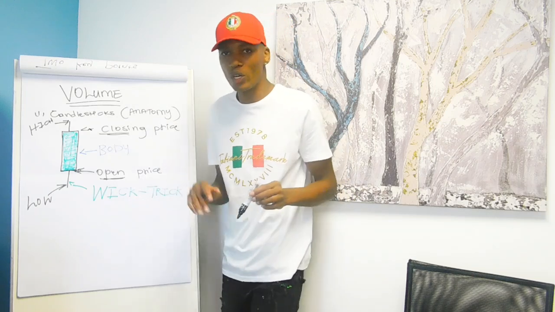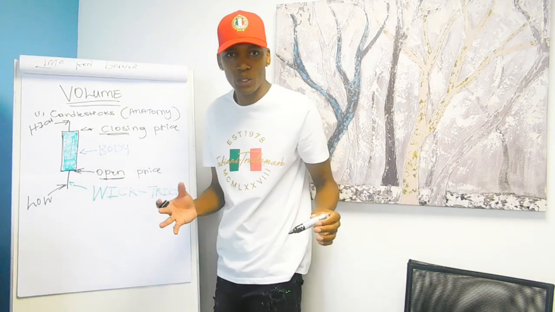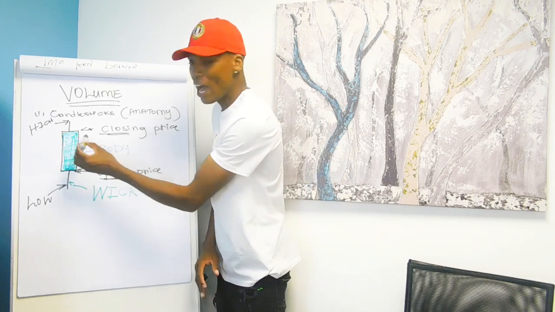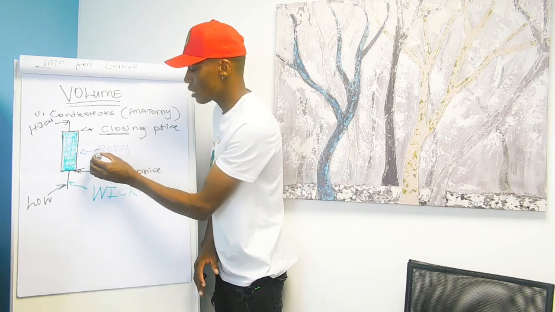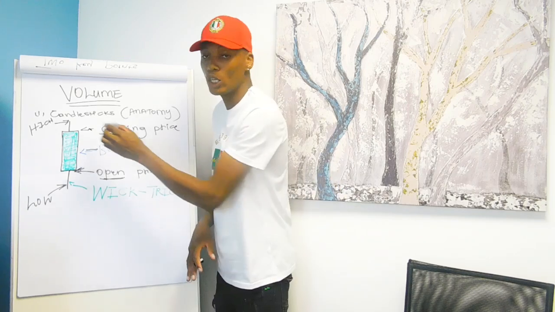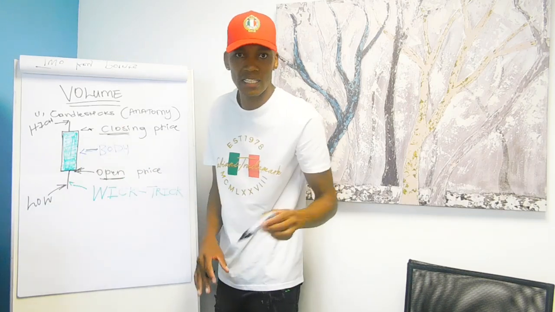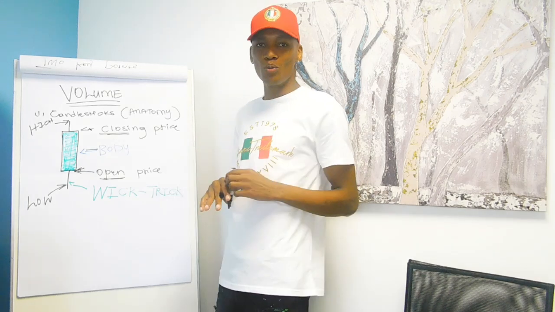So the anatomy does not end there. We also have these sticks in between. Where I've shaded it in between, this represents the body. So the distance between the opening price and the closing price is the body of the candlestick, and within the body of the candlestick, this is where we find the volume that you're looking for.